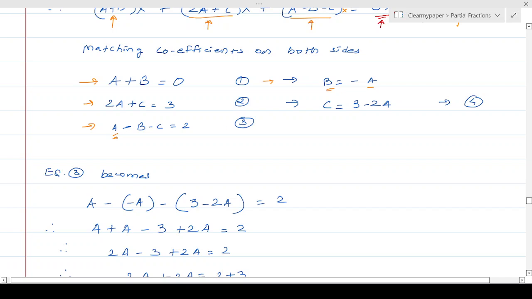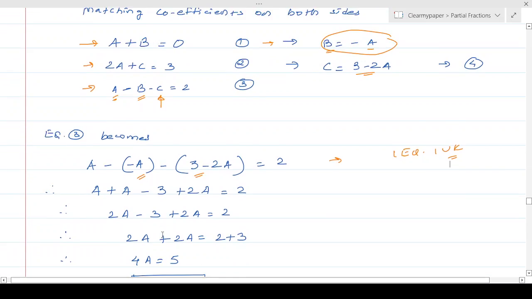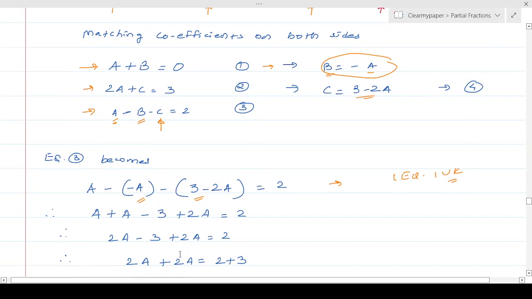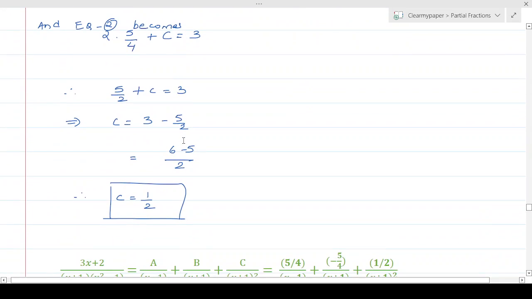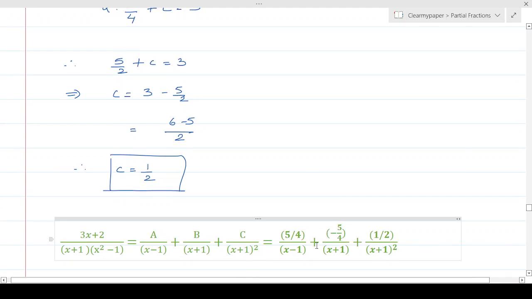So I'll keep the a as it is. We're trying to find the a. This b will be this b over here. B is equal to minus a. That's what I put here. And c here will be 3 minus 2a, which is what I put here. So now this becomes only one equation and one unknown, and then we can find the value of a. A is equal to 5 by 4. Similarly, you can find b and c by picking the right equations I put here, and then you can get those values. The answer will finally be the same because we put back the whole equation and substitute those values for a, b, c. That's how we conclude the partial fraction.